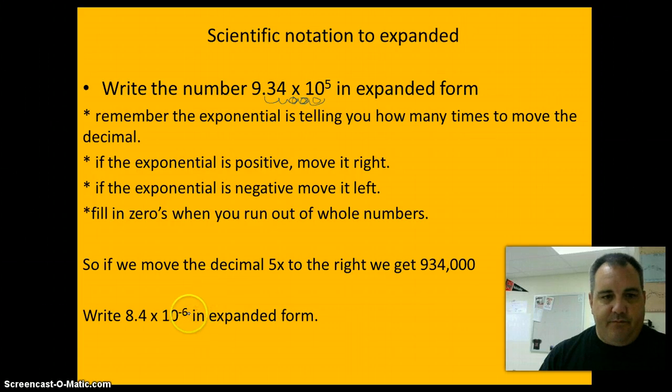Same thing here, but this time we're negative. So we're going to start here and move it over 6 times. 1, 2, 3, 4, 5, 6. Real hard to write. 1, 2, 3, 4, 5. So in this case we have a decimal, 5 zeros, 8, 4. So it looks like that.